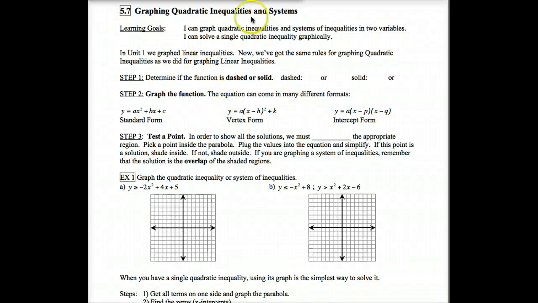So today we're going to kind of bring it back full circle. We started with graphing parabolas and we're going to end graphing parabolas. However, today, instead of graphing single parabolas, we're going to be graphing single quadratic inequalities and also systems of inequalities. So the actual graphing part is very, very similar to what we did in section 5.1. So we've got some additional steps because of the inequality part.